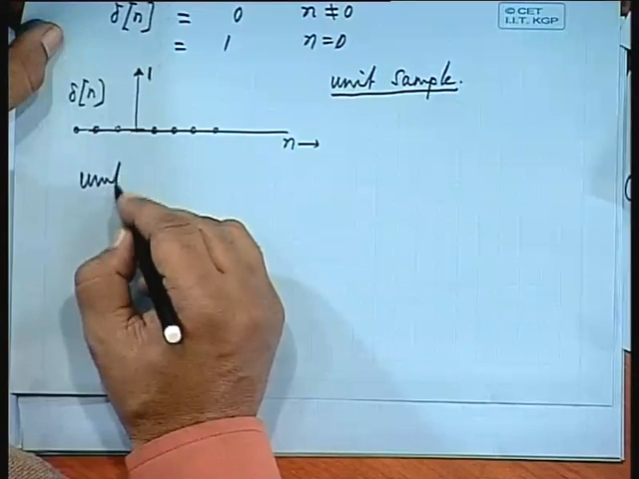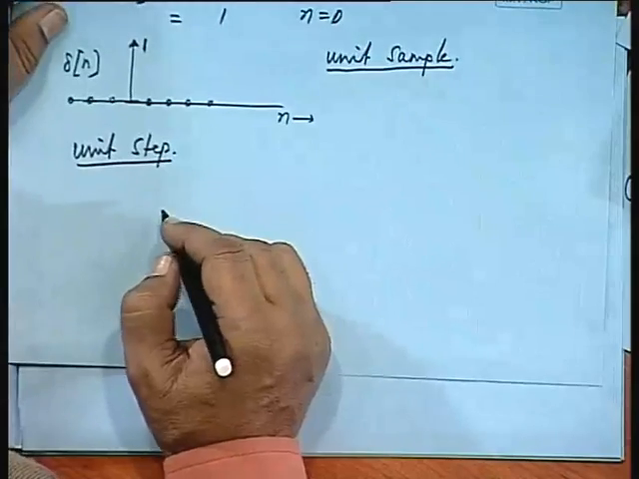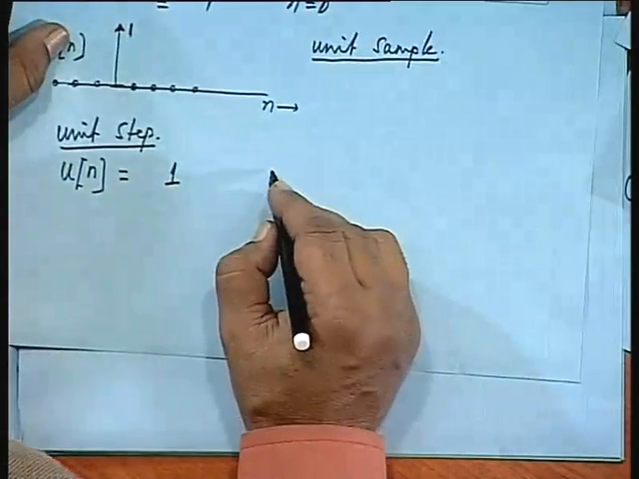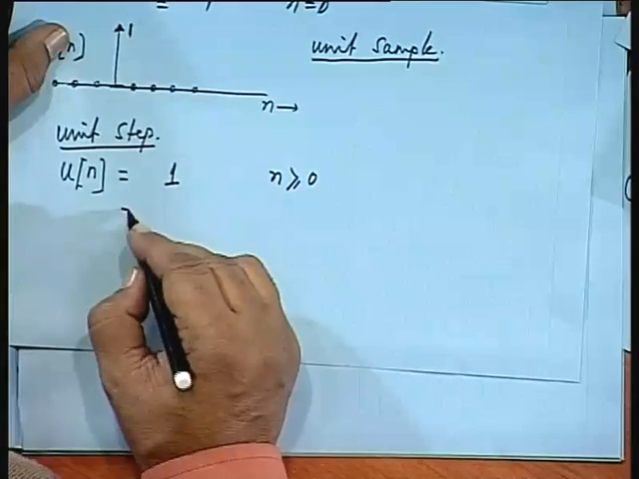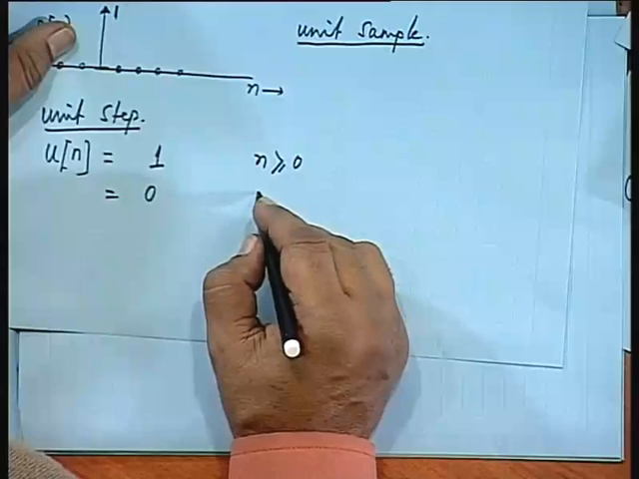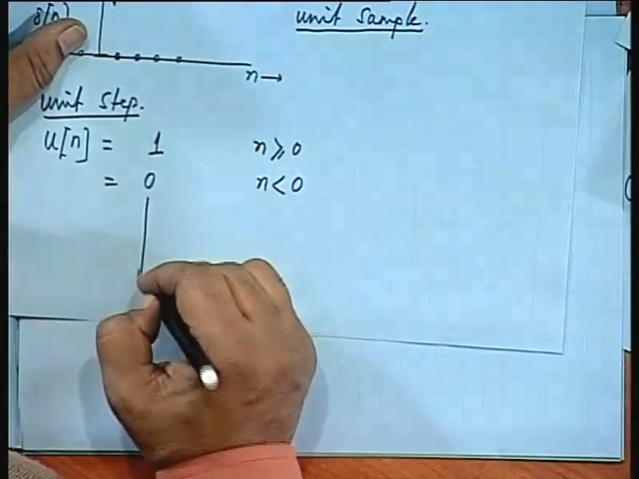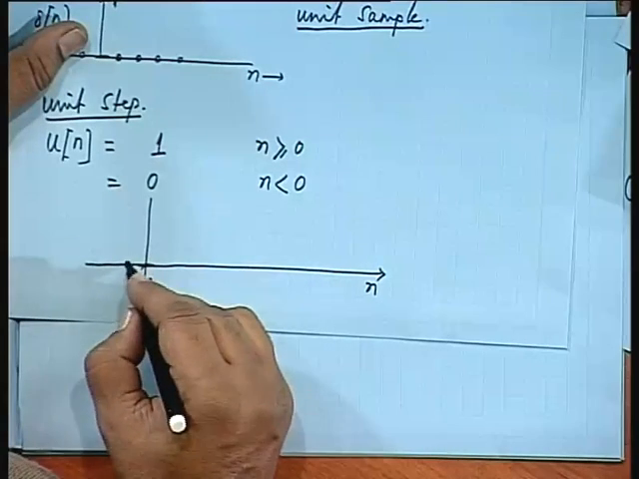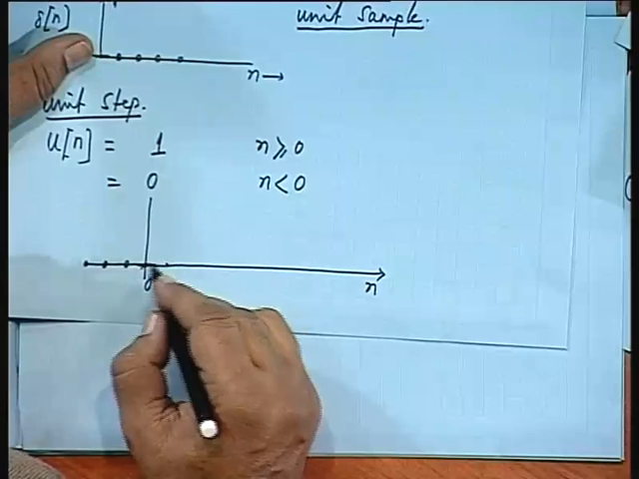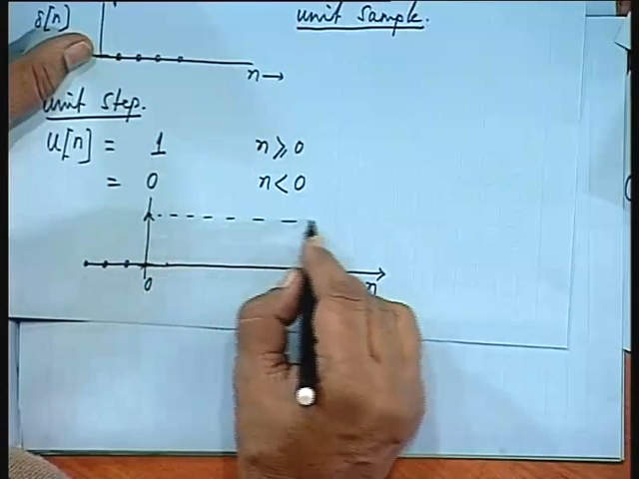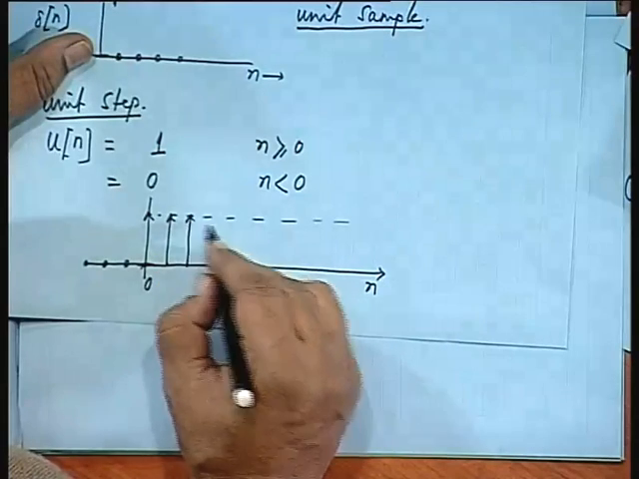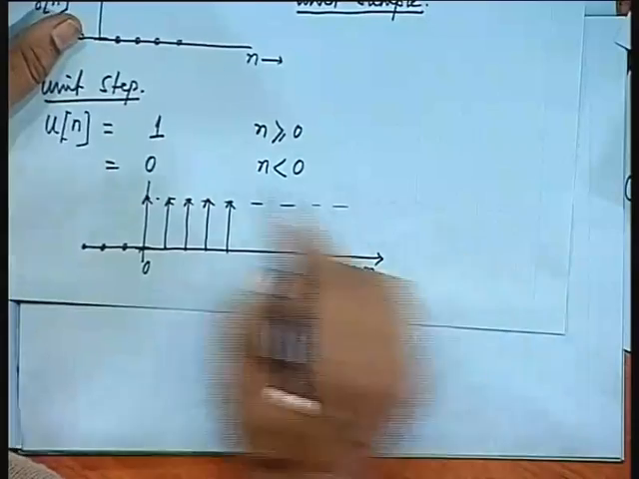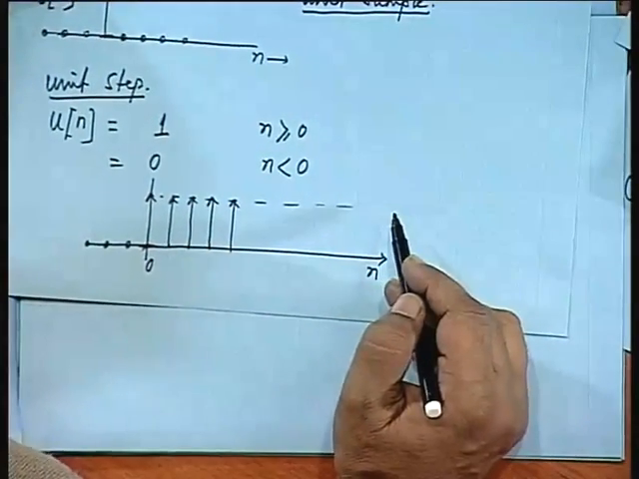Then we define unit step, u n, very similar to unit step in the continuous domain. Before n equal to 0, the function is 0, after n equal to 0, including n equal to 0, it is of magnitude 1. This is just the sampled version of a unit step in the continuous domain. So, unit step in the discrete domain is defined like this, okay.